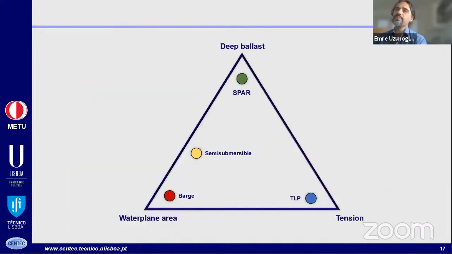Okay, so let's rename this triangle. We can practically call it this way. There are deep ballast stabilized structures like the spar. There are water plane area stabilized structures like the barge. There are tension stabilized structures like the tension leg platform. And there are semi-submersibles which are stabilized somewhere between water plane area and deep ballast.